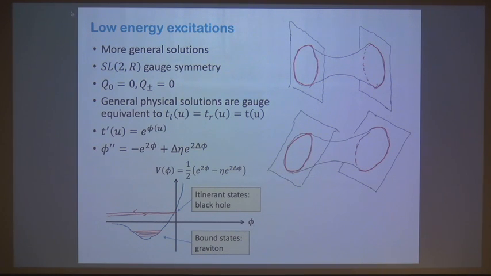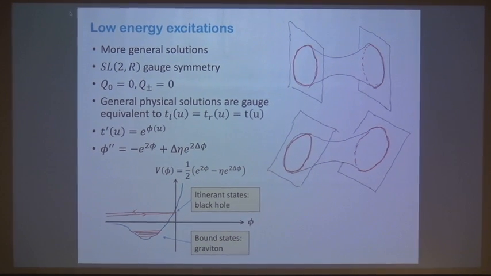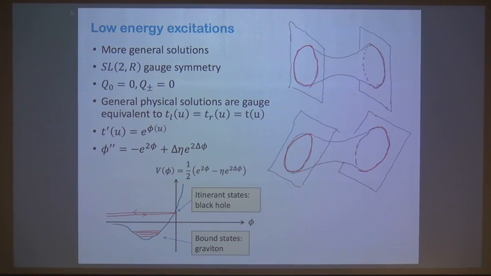so then you could also study low energy excitations because conformal symmetry is very constraining. So you have this SL(2,R) gauge symmetry, and the SL(2,R) gauge symmetry tells you you could parameterize the boundary in a symmetric way, and then reduce that to a quantum mechanical problem.